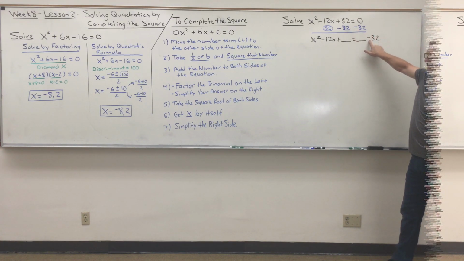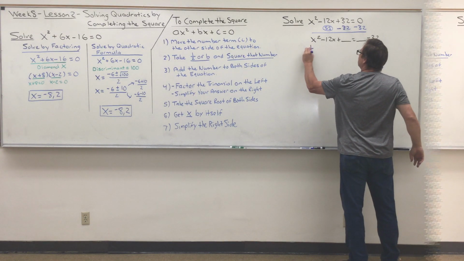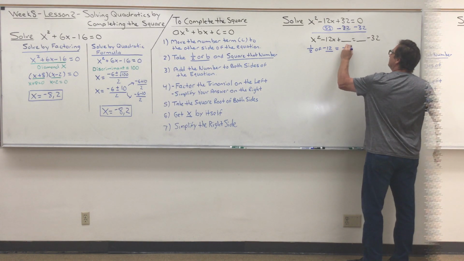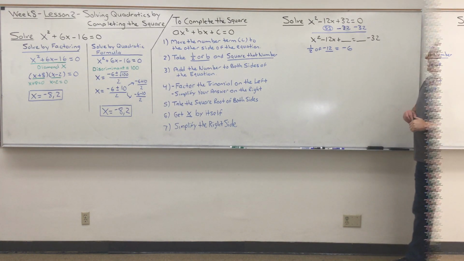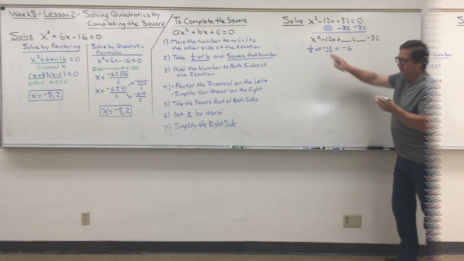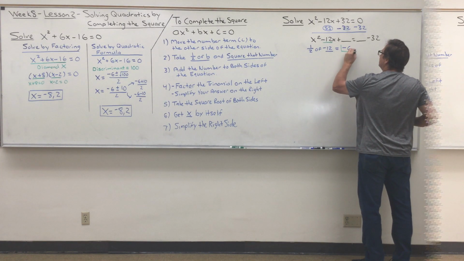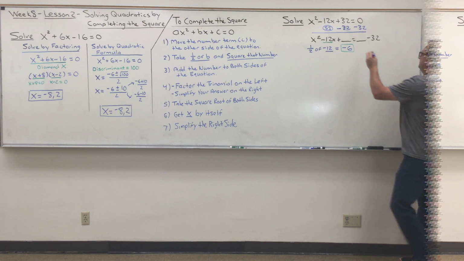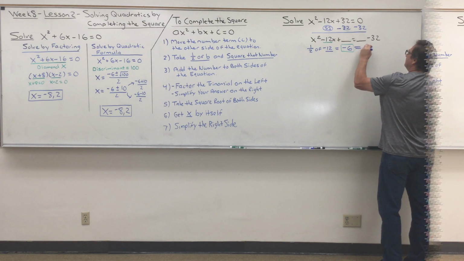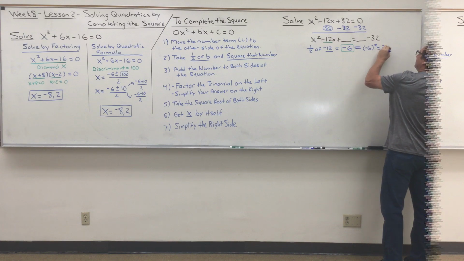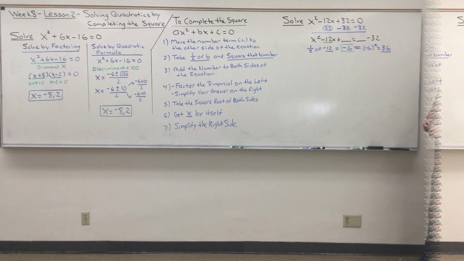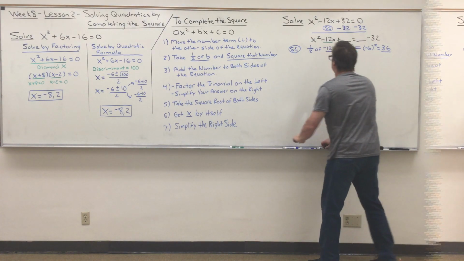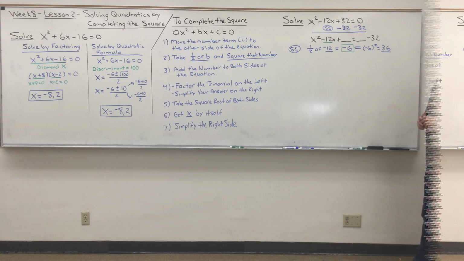Do not lose the sign. Half of negative 12, okay, don't lose our negative 12, is negative 6. And negative 6 squared is equal to 36. So there is step 2.